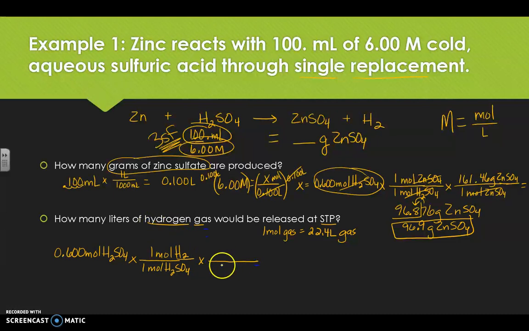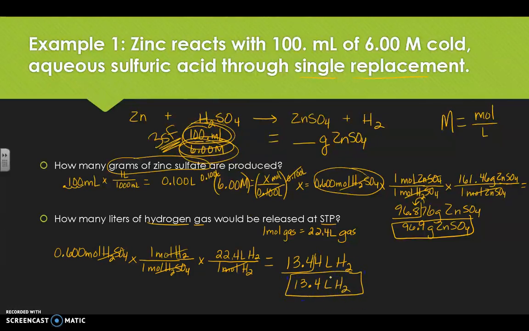And then we just set up our next one. We know that 1 mole of hydrogen gas is equal to 22.4 liters of hydrogen gas. This is all just review. That's why I'm going quick. All right, so this cancels here, this cancels here. So 0.6 times 1 divided by 1 times 22.4 gives us, calculator says, 13.44 liters of H2. But we've got to go back and we need 3 significant figures again. So 13.4 liters of H2, and that would be your answer.